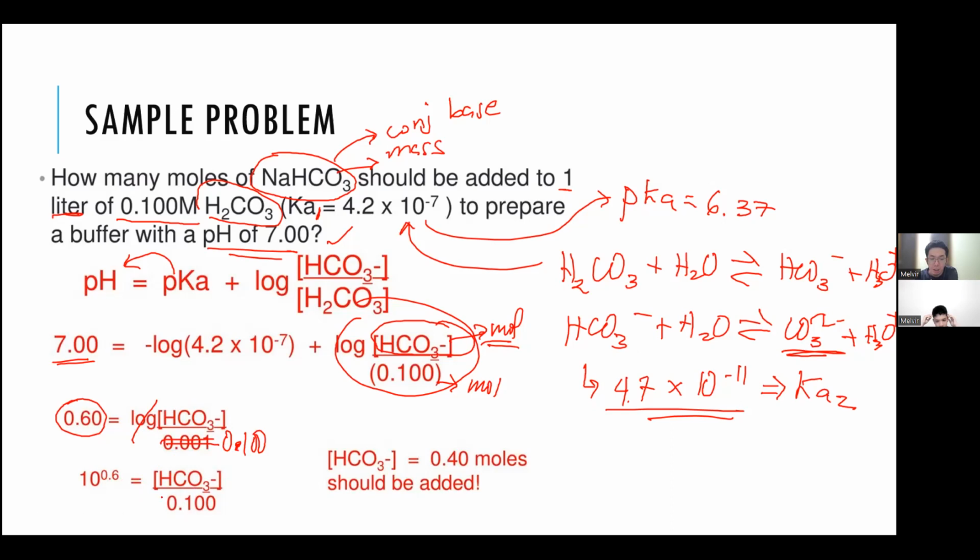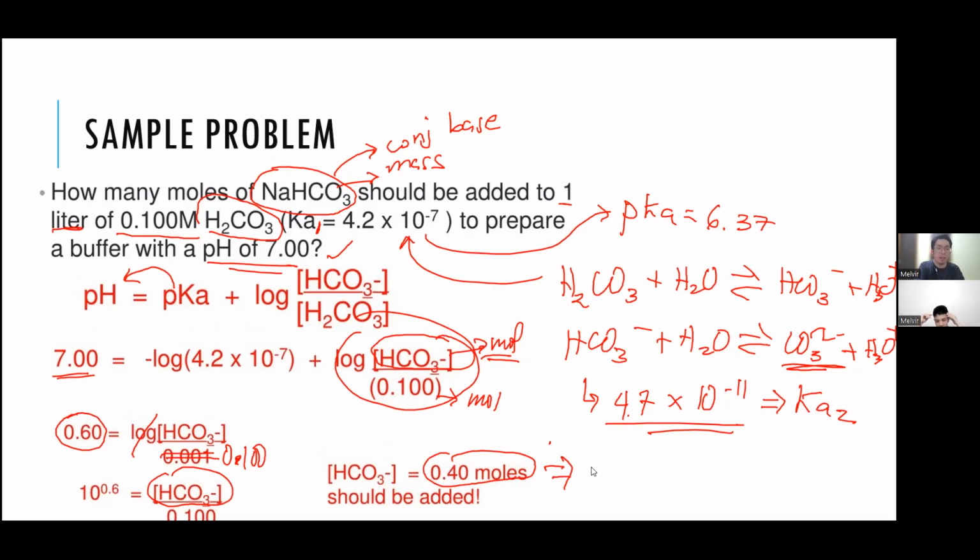And then, once you have that, since wala na yung logarithm, pwede mo na ngayon i-calculate si bicarbonate. So, bicarbonate is equal to 0.1 times 10 raised to 0.6, which equals 0.4 moles, no? So, ngayon, paano mo to gagawing mass, yung 0.4 moles? Hanapin mo yung molar mass ni, okay, very good, ni sodium bicarbonate. Anong molar mass ni sodium bicarbonate? Hanapin natin. 84.01.